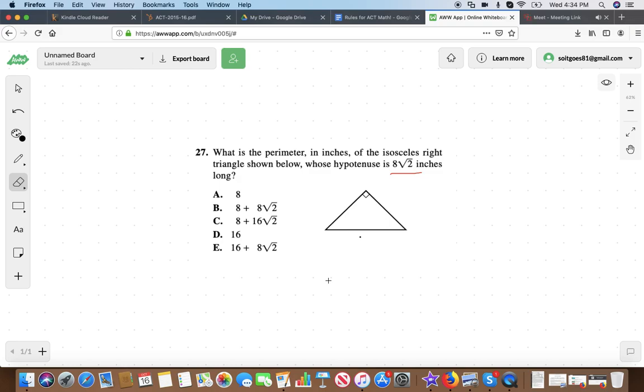When I plugged in, I got 11.31. 11.3. Okay. Good. All right, so if that hypotenuse is 11.3, how long are the other sides? We're trying to find the perimeter ultimately, so we've got to guess what the other sides are. Give me an estimate of what the other sides are.